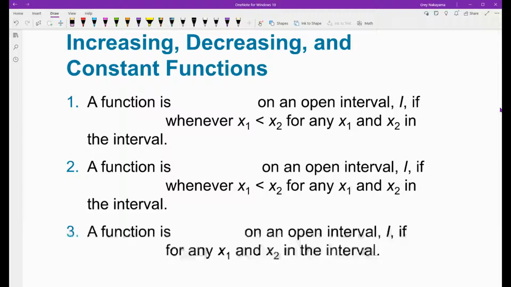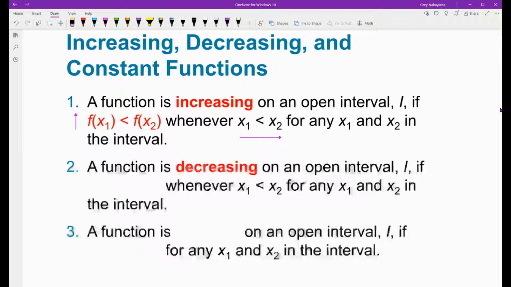But first off, a function is increasing on an interval if f of x sub 1 is less than f of x sub 2. Well, f of x sub 1, those are the y values. So what this is saying, whenever x sub 1 is less than x sub 2, so whenever we go from left to right on a graph, if my graph is going up, that's what the math says. Then it's decreasing if the first y value is bigger than the second y value when we go from left to right. In this case, the graph would be going down.